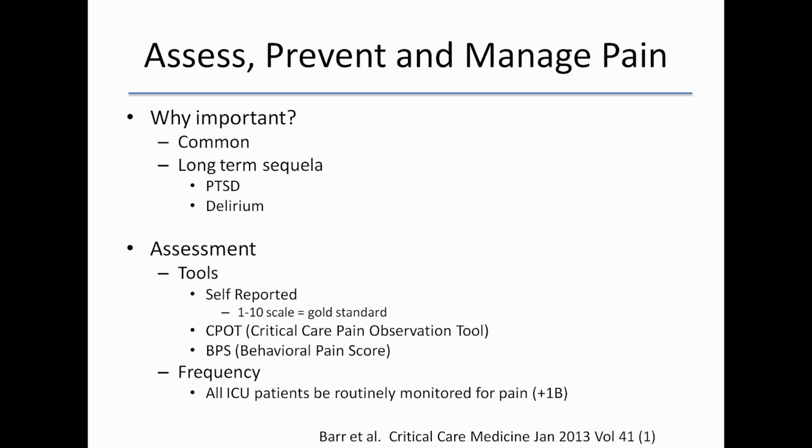Another option is to use the Behavioral Pain Score, or BPS. This has 3 subscales: facial expression, upper limb movement, and ventilator compliance. These are all scored 0 to 4, with greater than 5 indicating significant pain. To be compliant with this component of the ABCDEF bundle, you need to institute in your ICU a mechanism to regularly assess pain using one of these scales.